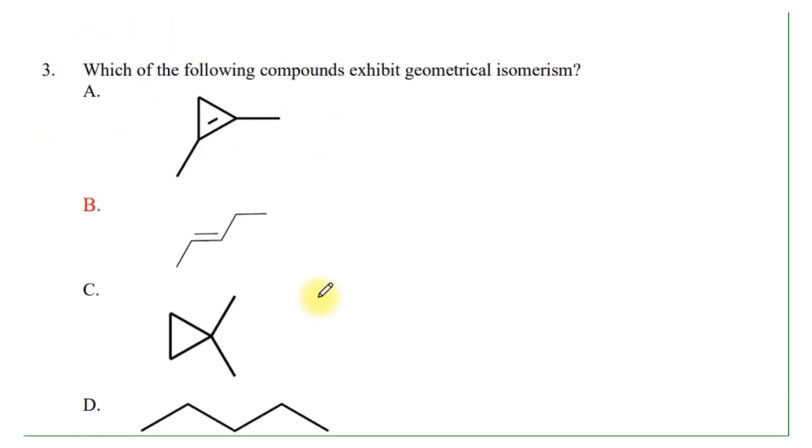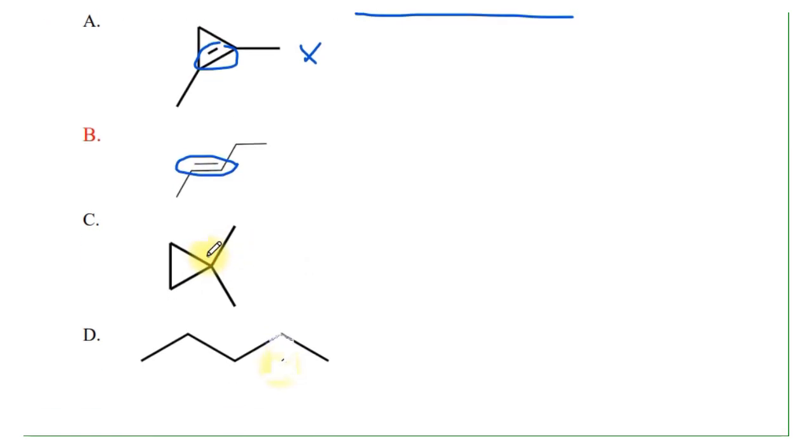Now we go for question number 3. Which of the following compounds exhibit geometrical isomer? First of all, it must have a double bond or be cyclic. This one has a double bond and is cyclic at the same time, so it cannot form a geometrical isomer. For this one, yes. For this one, a cyclic compound might be, but for D confirm no, because there is no cyclic structure and no carbon-carbon double bond.